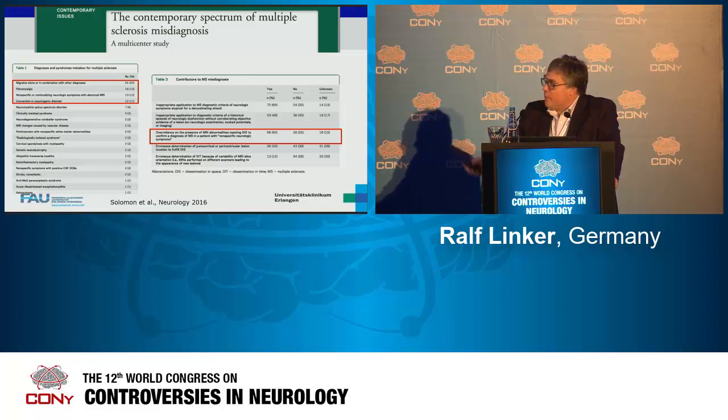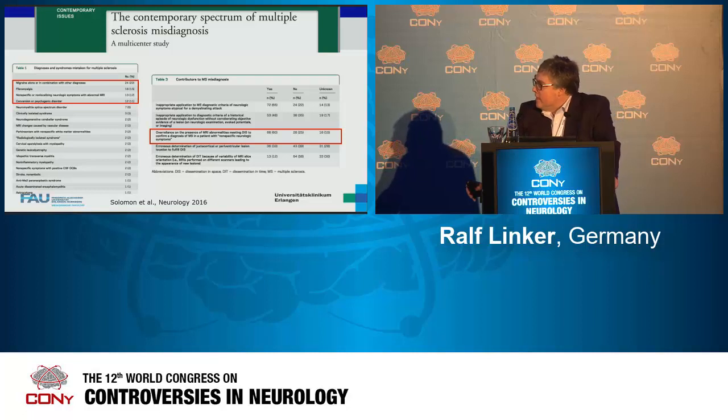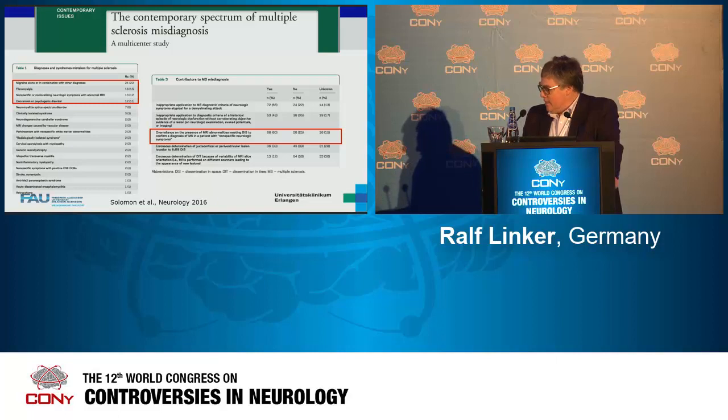And if the treating physicians were asked how that happened, you see that in a large number of cases, 60%, over-reliance on the presence of MRI abnormalities meeting the criteria, and thus confirming the diagnosis of MS, was one of the main reasons. So relying purely on MRI may mislead us in our diagnosis, and that brings me to my second point.